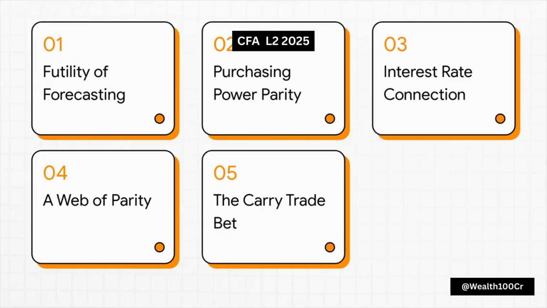Okay, so if we're not predicting, what are we doing? We're focusing on understanding the deep fundamentals. Here's how we'll break it down. First, why forecasting is futile. Then we'll hit purchasing power parity, connect that to interest rates, weave it all together into what we'll call a web of parity, and finally, we'll look at the famous carry trade, a bet that these rules will actually break.